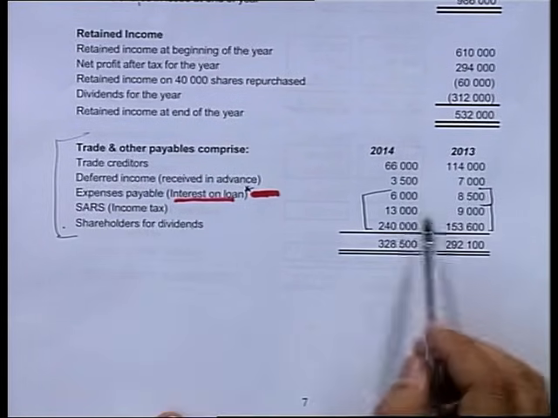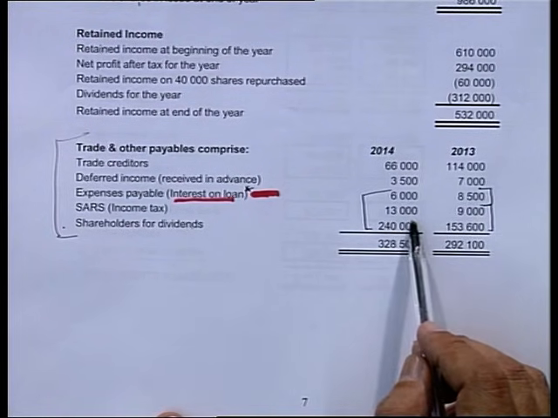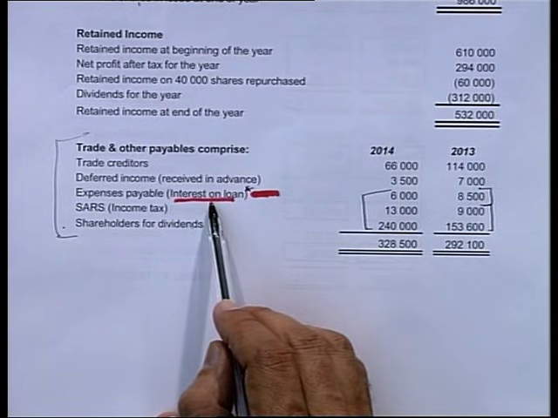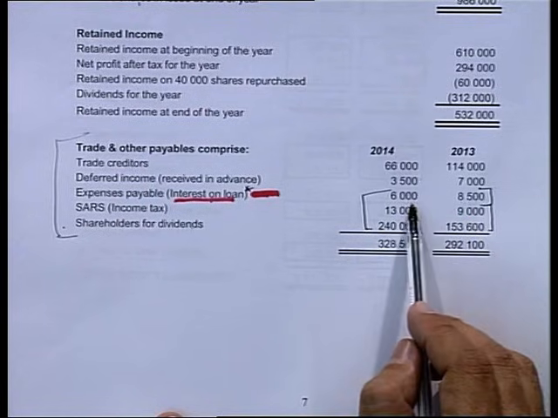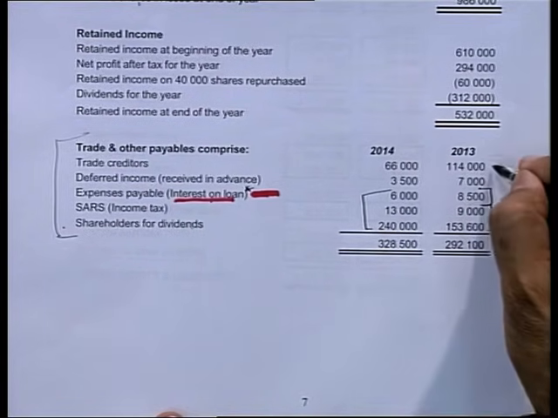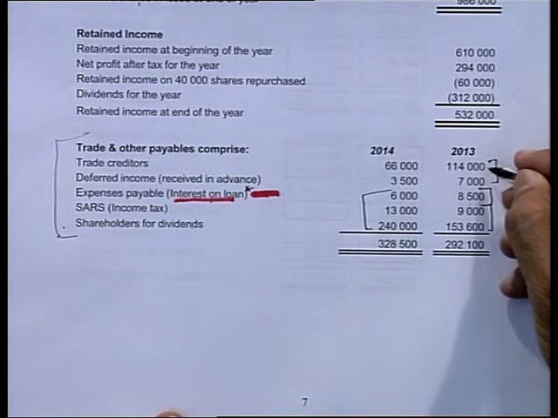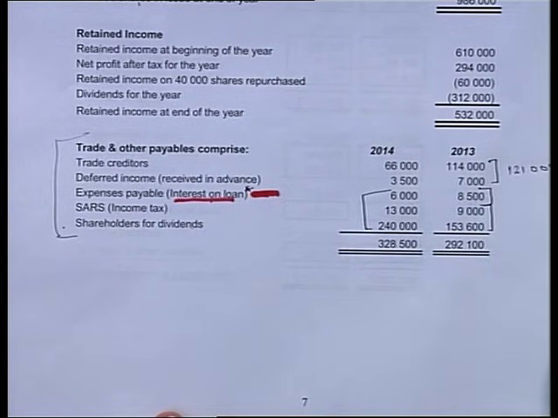We have to discard the SARS balances, because later we'll use it to calculate the income tax paid. And because they give us the interest on loan, which means everything wasn't paid, so now we'll have to use those two figures to calculate the interest paid. So now receivables will only consist of these two items, which is the 114,000 and the 7,000, which is trade creditors and income received in advance.